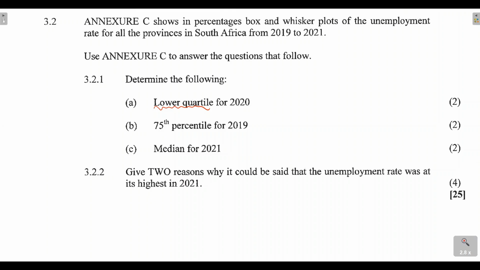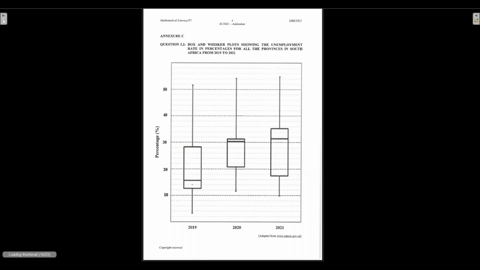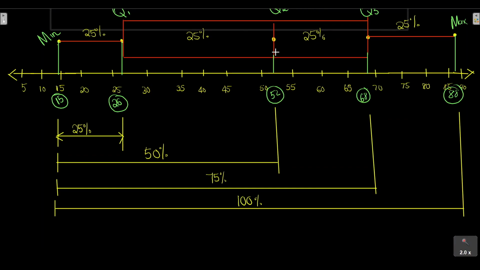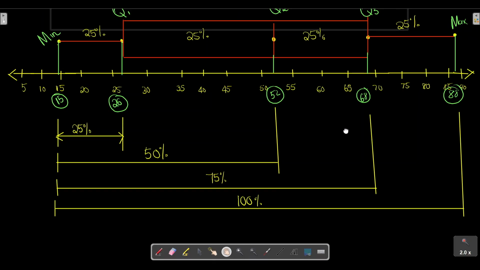Okay, so we are talking about your Q1. We want to determine what the Q1 is for 2020. Then when we look at B, it says the 75th percentile for 2019. Remember when we had a look at this box and whisker diagram that I drew for you? What did I say the 75th percentile was?